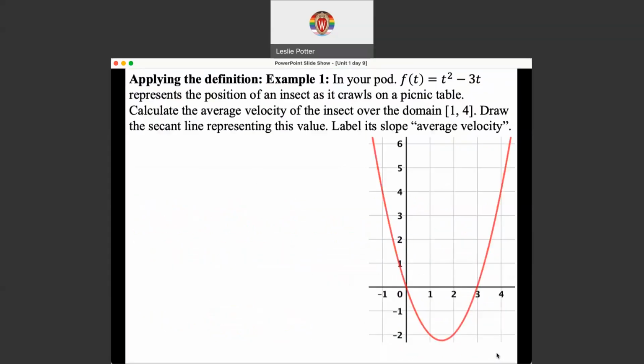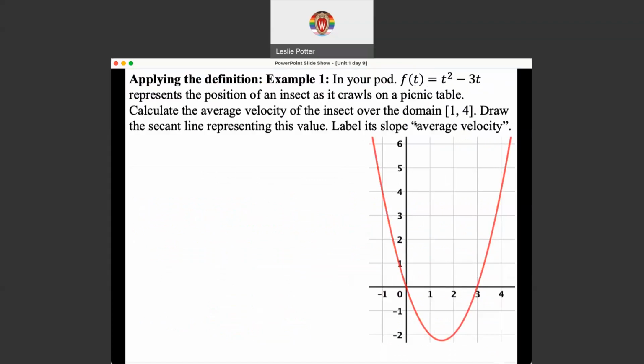Okay, so let's do a calculation. We have example 1 here, where we're applying the definition of average rate of change. This is not in your packet, obviously, because you're taking notes. We have the function f of t is t squared minus 3t. So here's f of t. Just a quick check here.